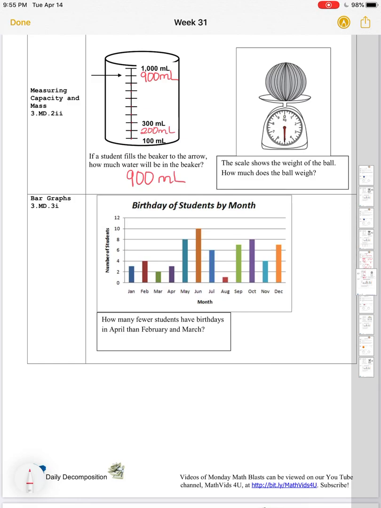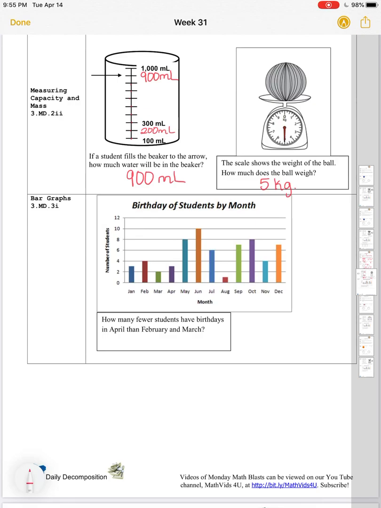The scale shows the weight of the ball. How much does the ball weigh? Looking at the scale, I see that the measurements are in kilograms. The start is at 0, and it's counting by 1 kilogram here. And at the bottom of the scale, it's right between the 4 and the 6, so that ball would weigh 5 kilograms.